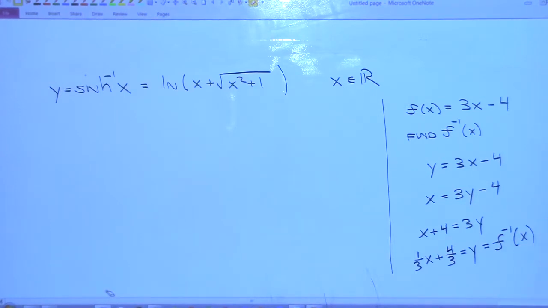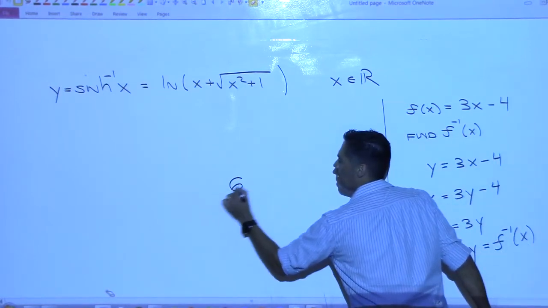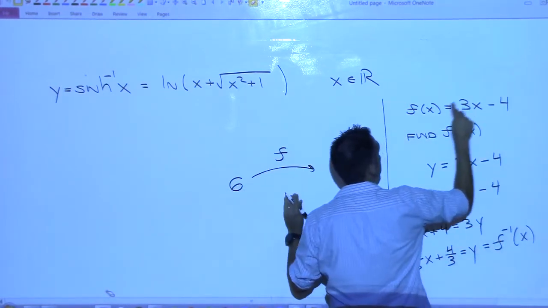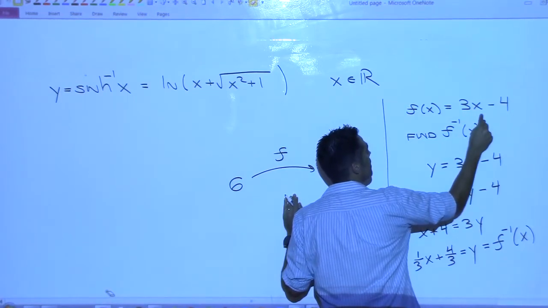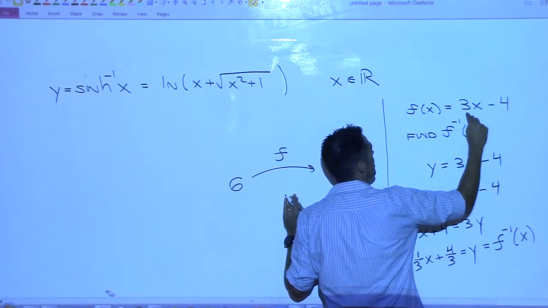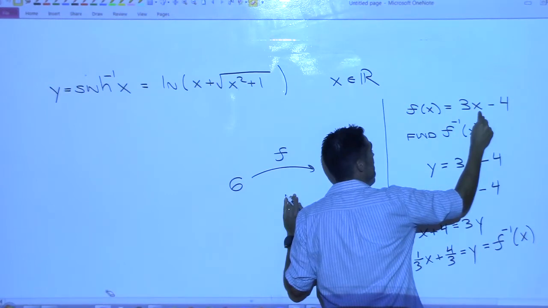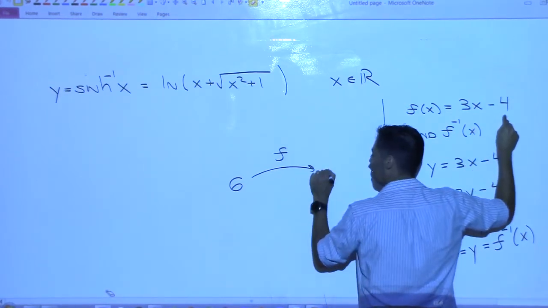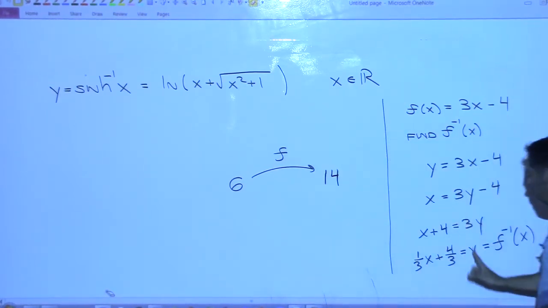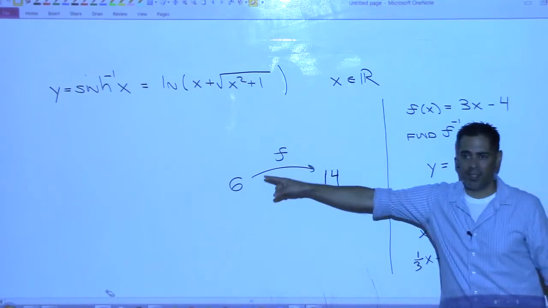So what does that mean? What did we just do? What it means is that if we were to take, let's say, the number 6, let's plug the number 6 into this function. If we plug in 6 and we send it through this function f, what would it spit out? 3 times 6, right? 18, take away 4, so 14. The inverse function should send 14 back to 6.